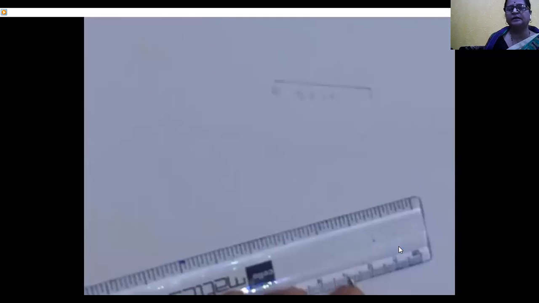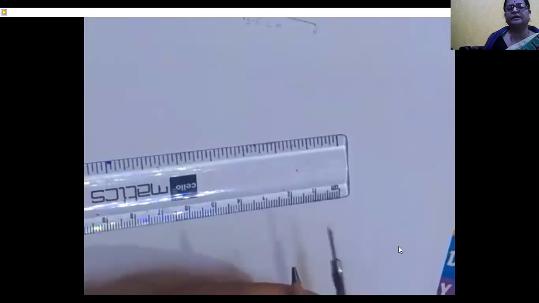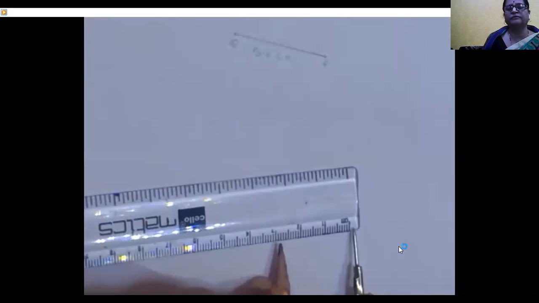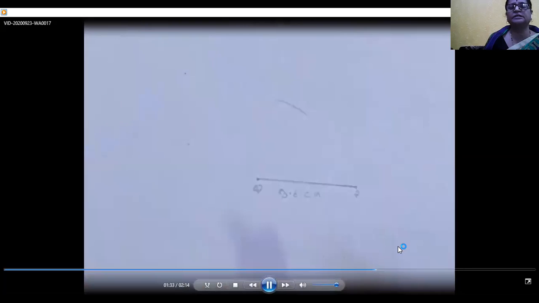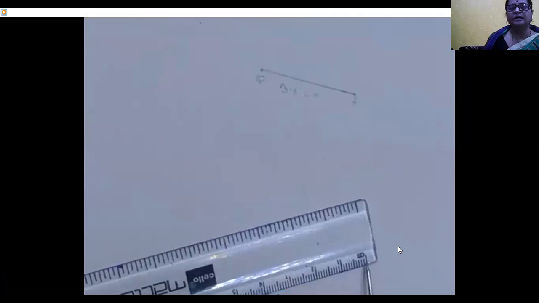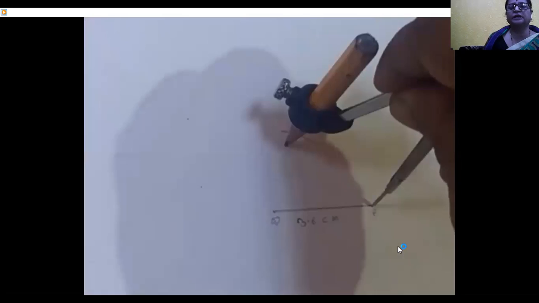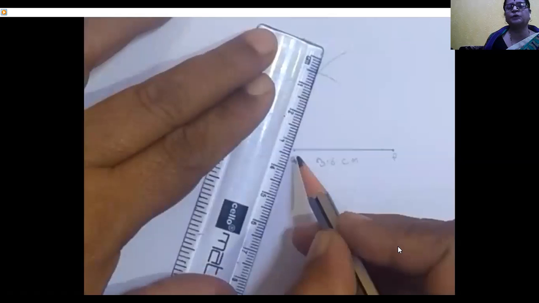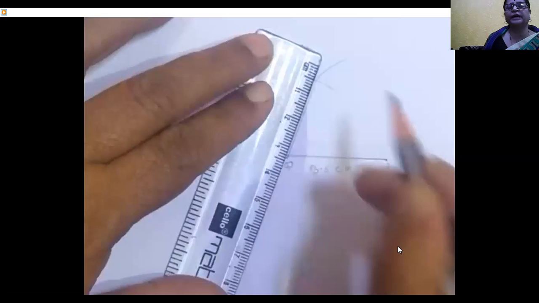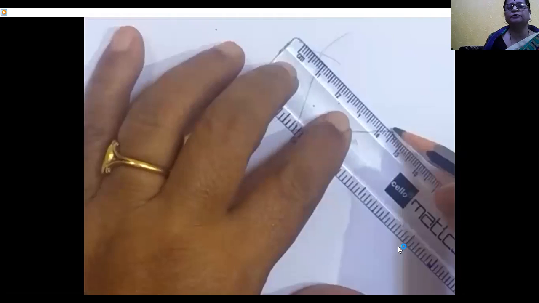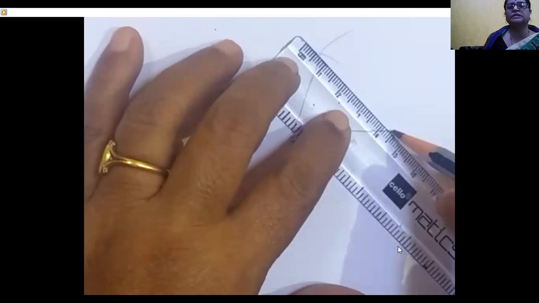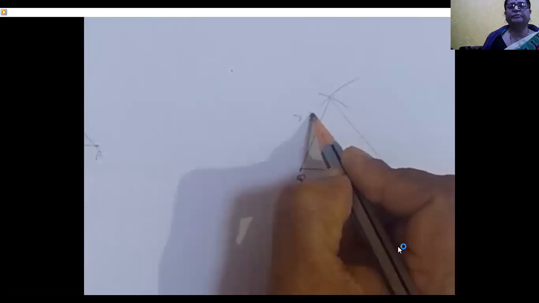We take that in a compass, and then we draw an arc from this point Q, an arc of distance 2.8, and then we take the PR distance, that is 4 centimeter, and bisect the arc. Then we join these sides, QR, that is 2.8, and PR, that is 4 centimeter. Like this you have to construct the triangle, and then you compare the figures.